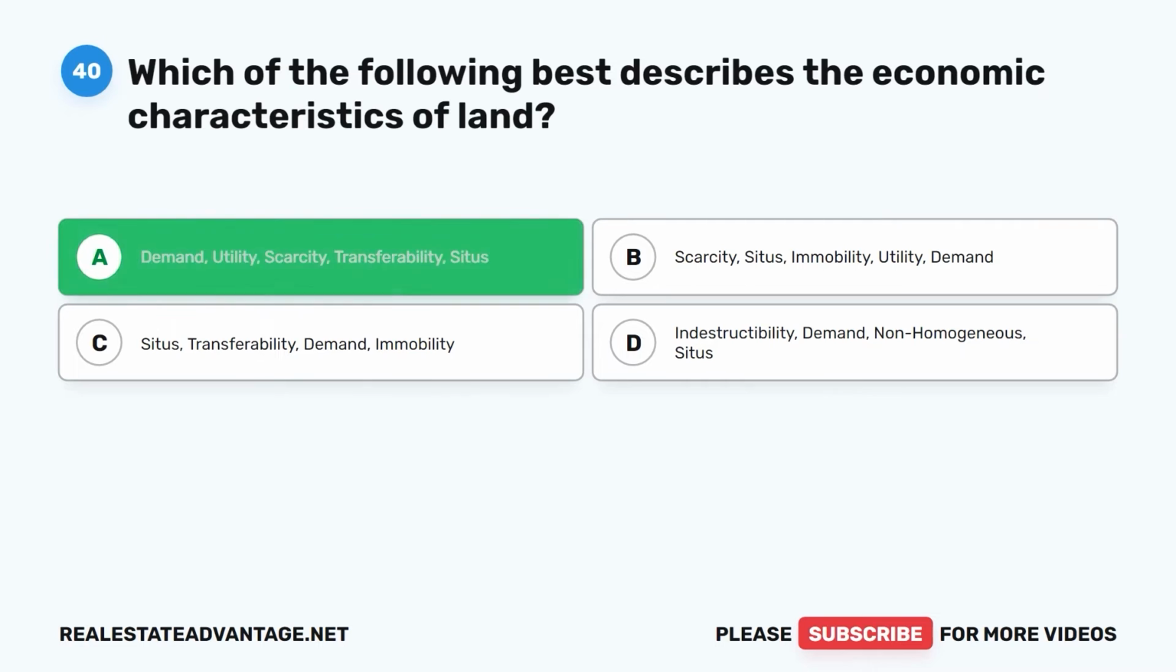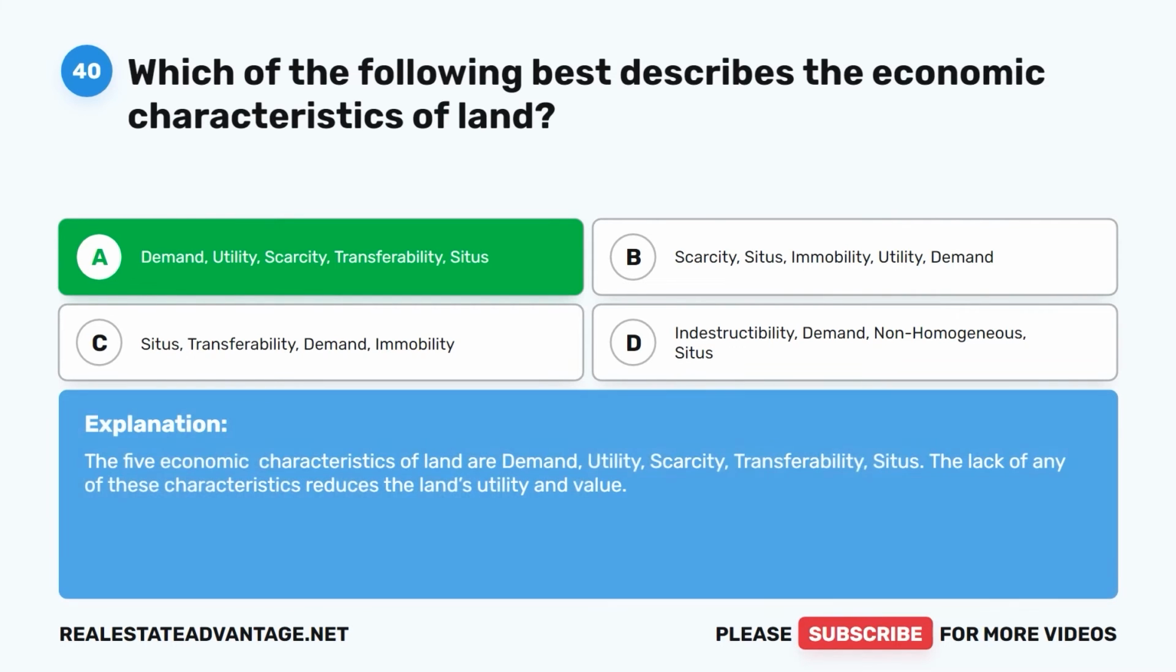The correct answer is A. Demand, utility, scarcity, transferability, situs. The 5 economic characteristics of land are demand, utility, scarcity, transferability, situs. The lack of any of these characteristics reduces the land's utility and value.